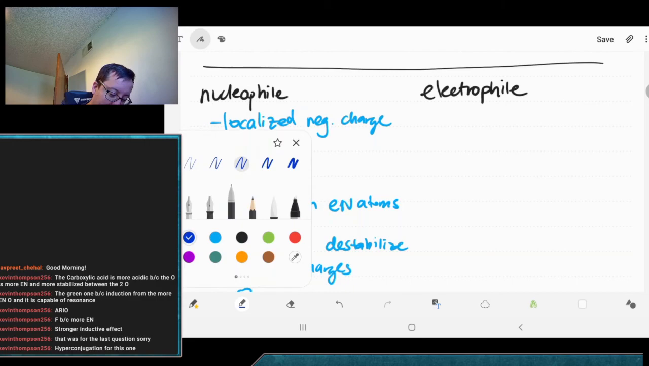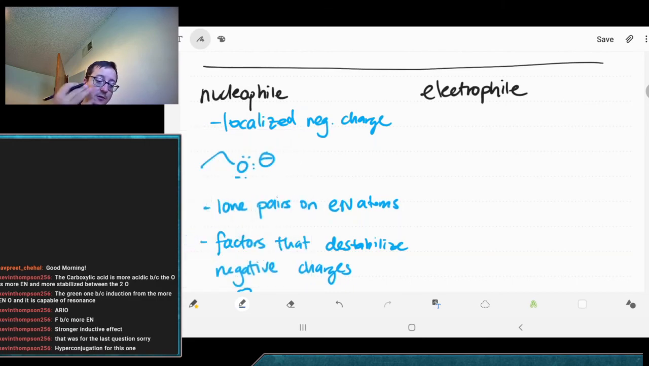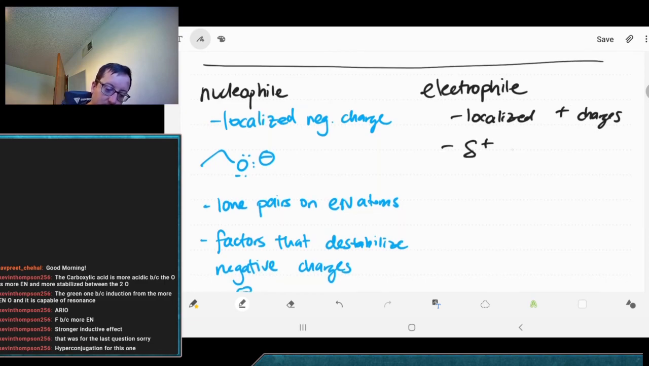And guess what? Electrophiles are exactly the opposite. Electrophile is a little bit of an easier term to understand. We know electron. Phile means loving. These things want electrons. We're looking at localized positive charges here. We're looking at partial positive charges as well. So, for example, this guy here is an electrophile. That carbon right there is an electrophile.